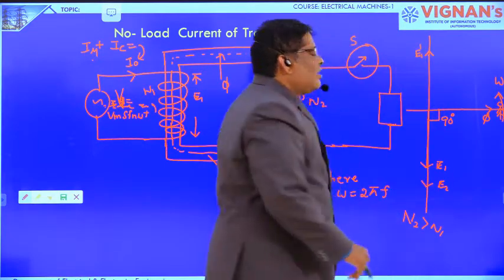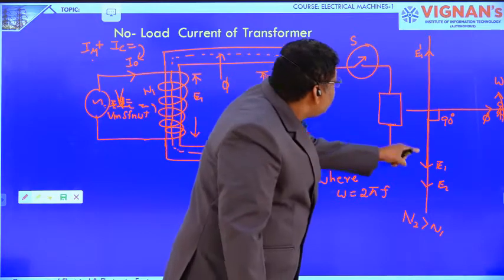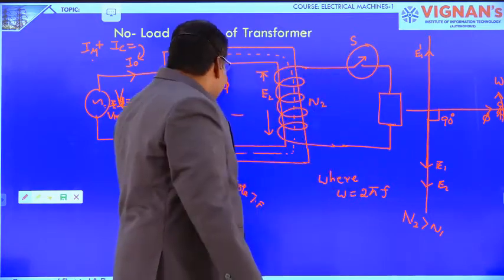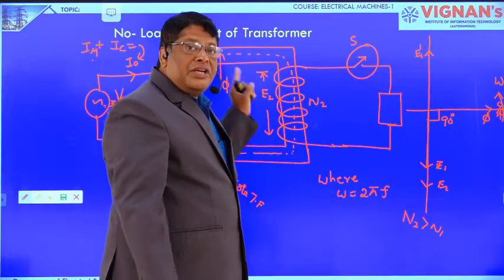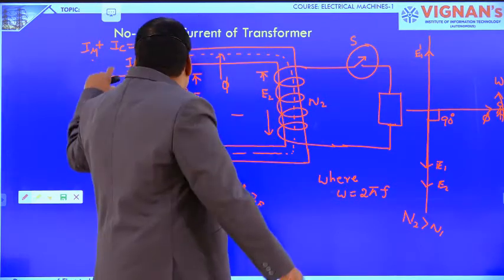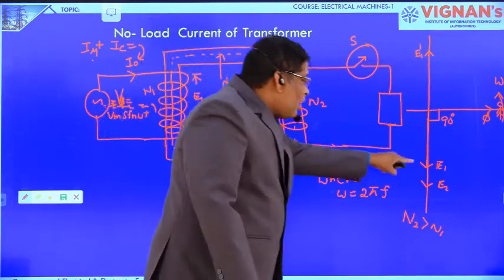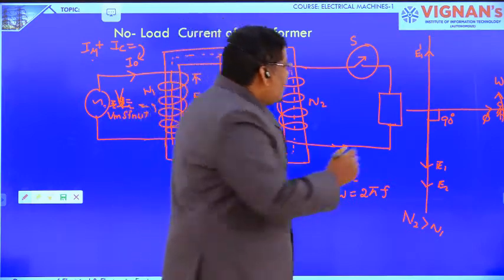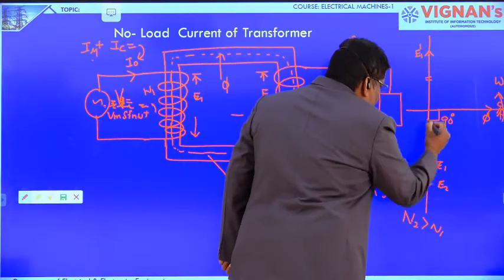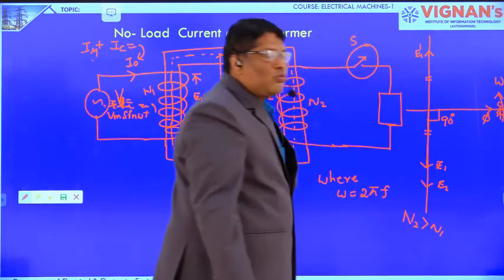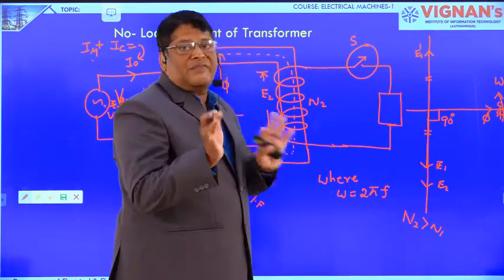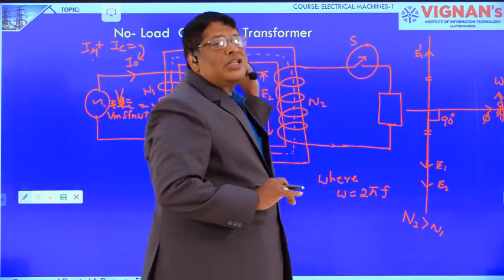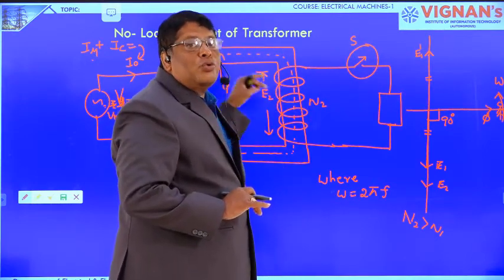So what is the difference between E1 and E1 dash? E1 is the self-induced voltage in the primary winding, whereas E1 dash is the voltage drop in the supply due to E1. The magnitudes of these two quantities are equal. That is the difference: one is the self-induced voltage, and E1 dash is the voltage drop in the supply due to E1.